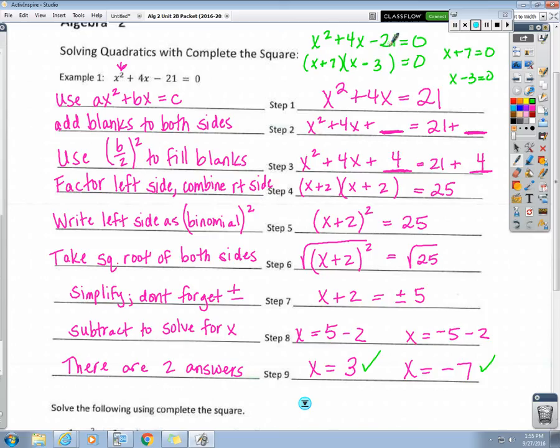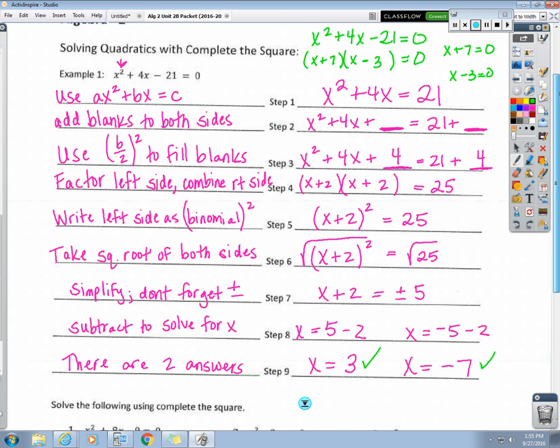You can't just factor, you can't just quadratic formula it, even though we all know we can get the answers that way. They're going to ask it on the test, like what would be the next step if you were completing the square. So you have to learn this process. You're not going to be able to just solve it in a different way and get the right answer. Does that make sense?